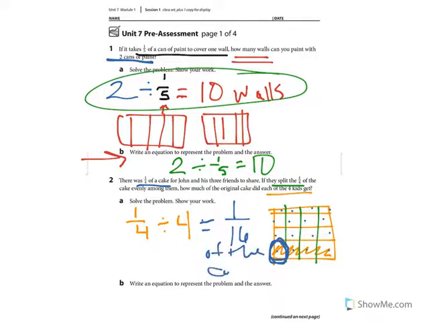And does that make sense? Yes, it does, because they're going to get something less than the whole cake and something less than the 1/4. So my answer makes sense. If I write an equation to represent the problem and the answer, I would write 1/4 divided by 4 equals 1/16. Okay, remember, we're always thinking about, what do I have, what do I do with it, and is my answer reasonable?